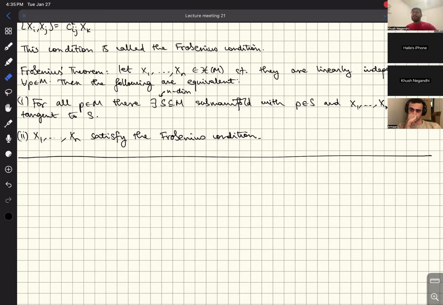The main takeaways from vector fields are integral curves. Those are the most important. That is the most important takeaway that I want you guys to take away from vector fields. So now let's move on to the other tensor bundles.